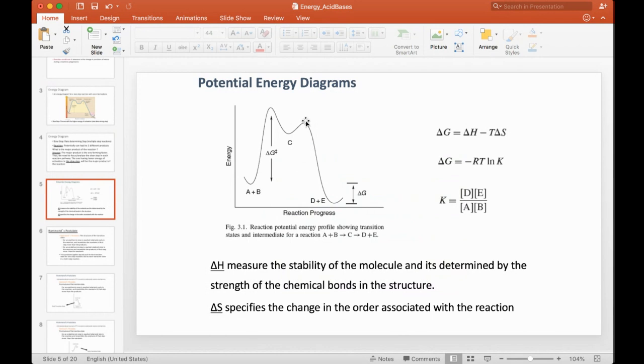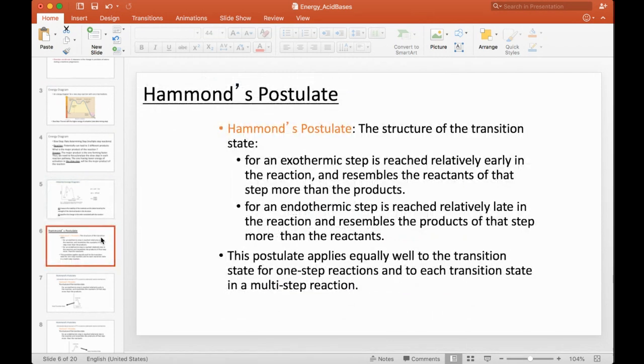Okay, so which is the slowest step in this diagram, first or second? First one is the slowest step because it has a much higher energy of activation. Okay, so we have a first step here, slower step, that's the rate determining step with a transition state right here. And then a second step which happens much faster with a transition state right here. So the Hammond postulate refers to the transition states, and it's the following.